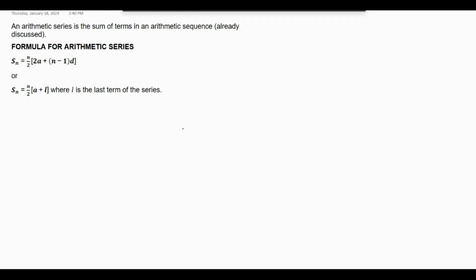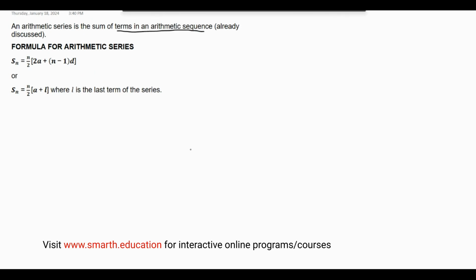Right, in this lesson, I'm going to show you how we prove the arithmetic series formula. Like we discussed before, an arithmetic series is the sum of terms in an arithmetic sequence. The formula for arithmetic series is Sn equals n over 2, and then in brackets 2a plus (n minus 1)d. Or if you have the last term, you can use this one, n over 2 times (a plus l). I'm going to show you how we derive these two.